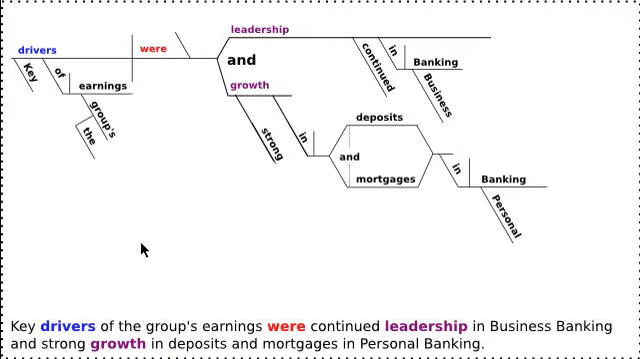There you go. Key drivers of the group's earnings were continued leadership in business banking and strong growth in deposits and mortgages in personal banking. And that is how you do it.